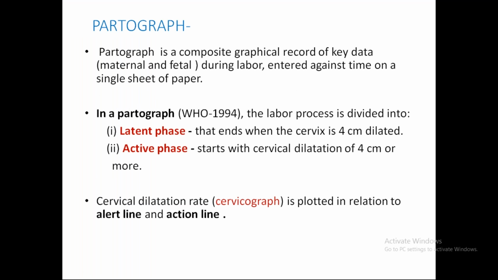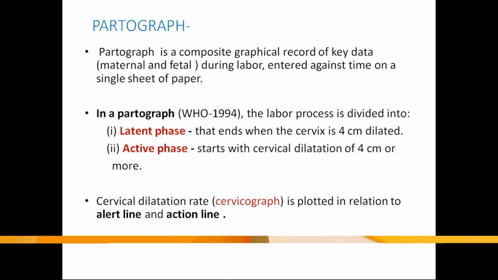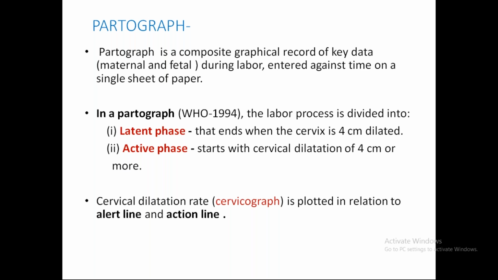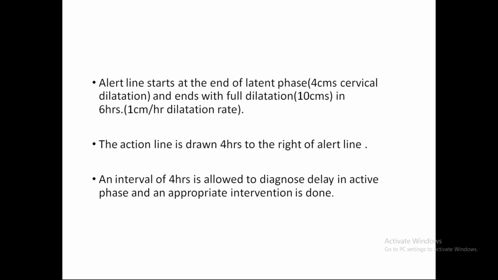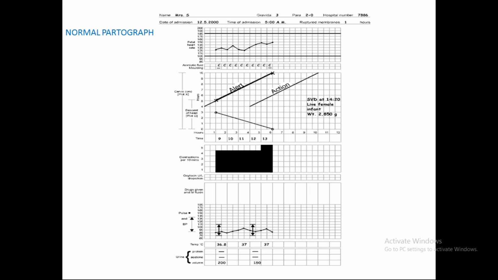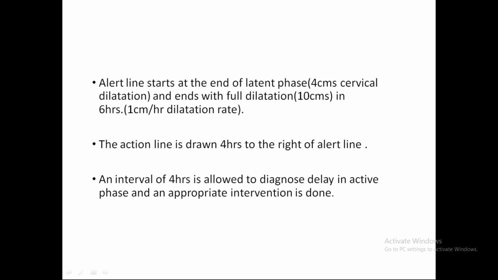See, the partograph was first started by WHO in 1994. It consists of a latent phase and an active phase. The latent phase, what is it? It ends at 4 centimeters, 0 to 4 centimeters. The active phase starts with cervical dilatation of 4 centimeters. So the alert line, I already told you, this is the alert line. See? This is the alert line. The alert line starts at the end of the latent phase, that is 4 centimeters, and ends with full dilatation.